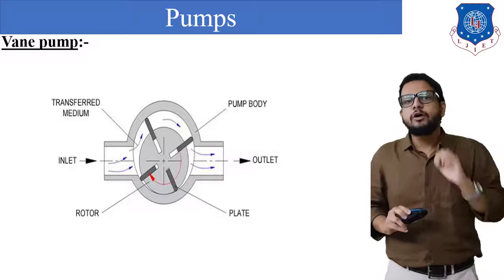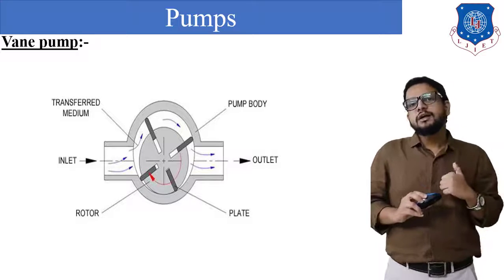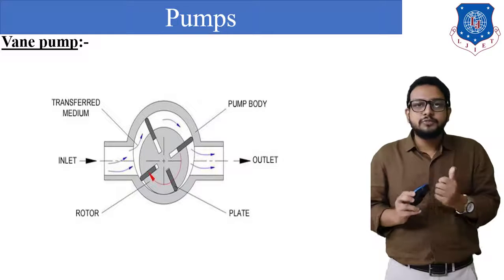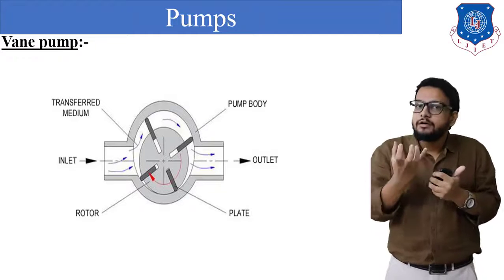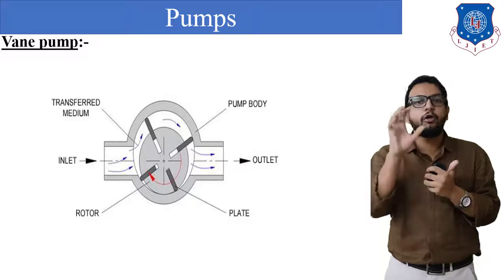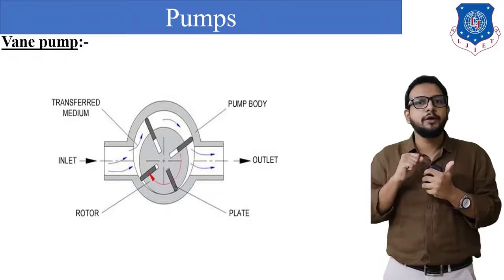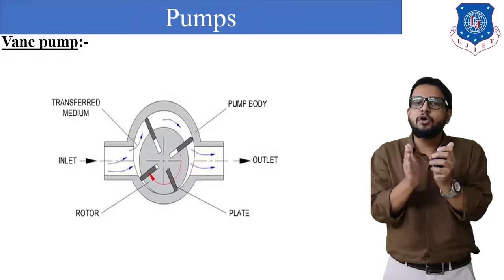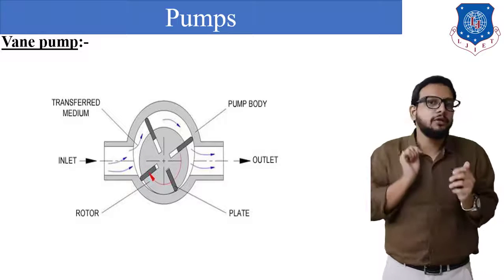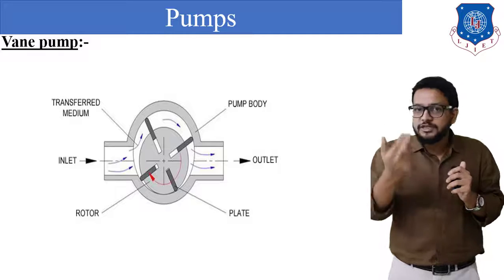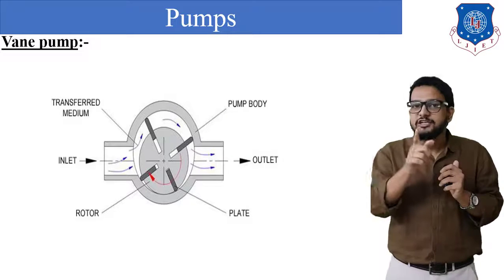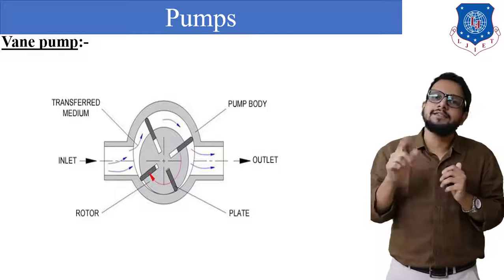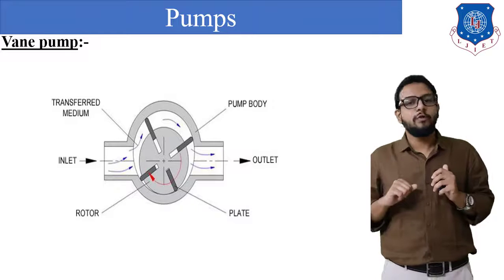Because of the reduction in volume, can I say that initially the volume was higher, which means more liquid has entered, and at the final stage, at the outlet, the volume is reduced. So what is going to happen? In the entrapped space, it is going to exert a pressure on the liquid, which means compression of the liquid will take place. And if compression has taken place, we can say the pressure energy of the liquid will be increased at the outlet of this vane pump.